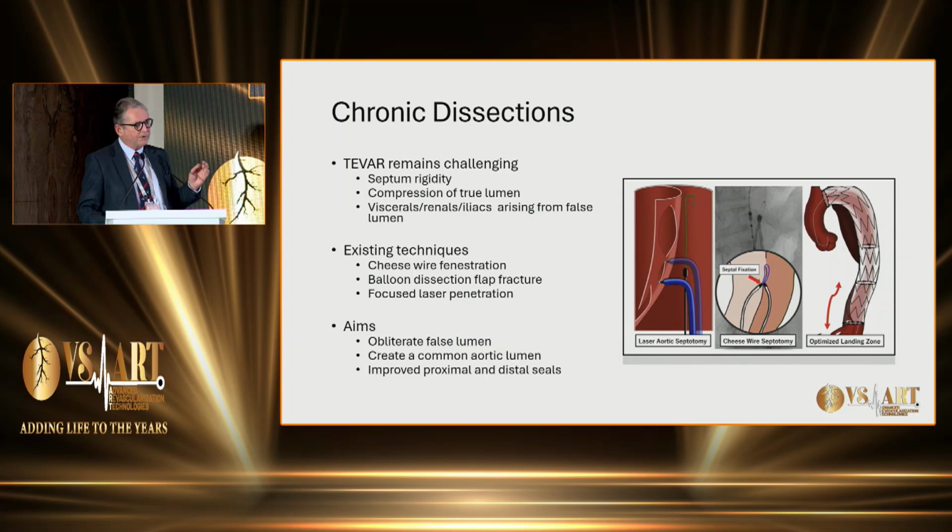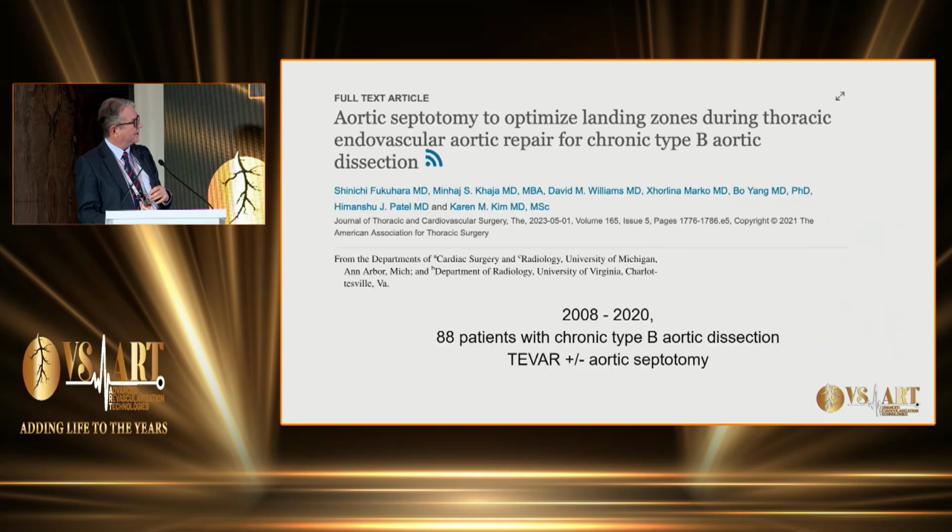And the very same is true for endovascular, in that you can use fenestration techniques such as the old cheese wire, which we used to do, which is quite rough and ready when you just put a guide wire over the top and pull down. You can use a balloon to rupture the membrane, or some people have described focused laser fenestration and penetration. And the aims are to completely obliterate that false lumen and to create a common aortic lumen to allow good fixation at both the proximal and the distal ends.